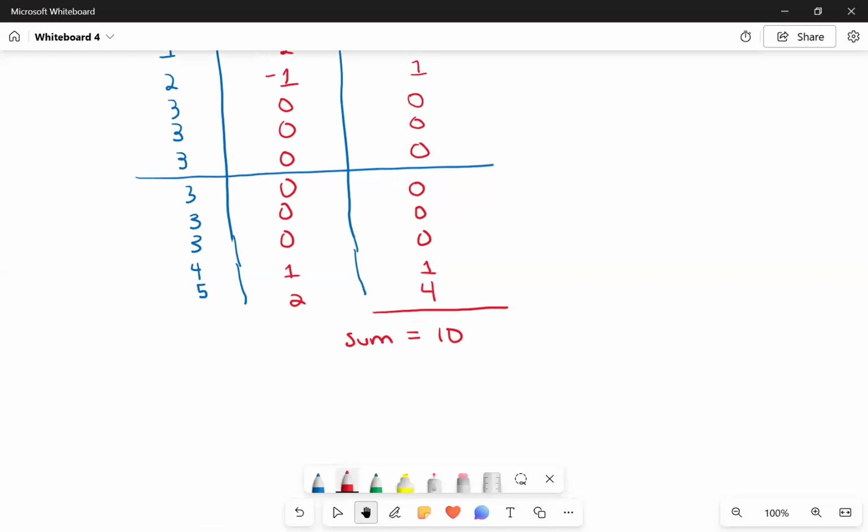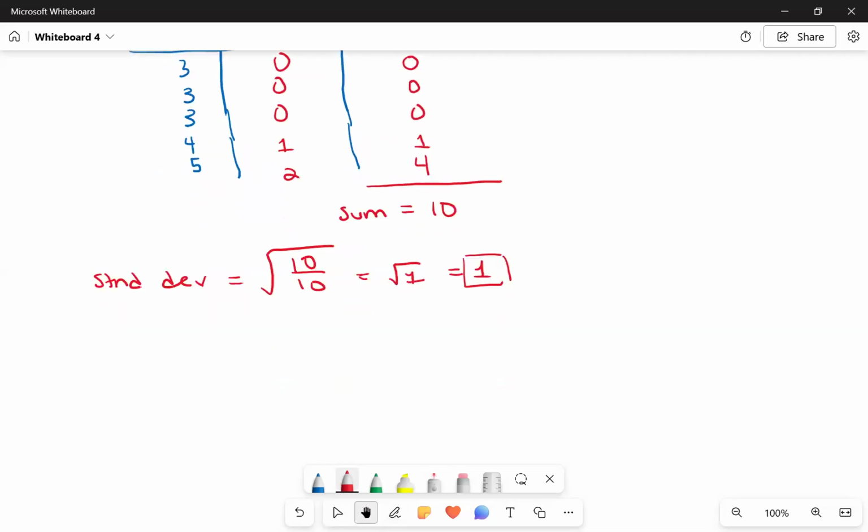Now here's where it's different. Here's where it changes. I'm going to take 10, divide it by 10, and then take the square root. That is going to give me the standard deviation. So I'm going to take the square root of that 10 divided by 10, which is basically the square root of 1, which we happen to know is 1, because 1 times 1 is 1. There we go. That's the standard deviation for set A. Let's look at set B.